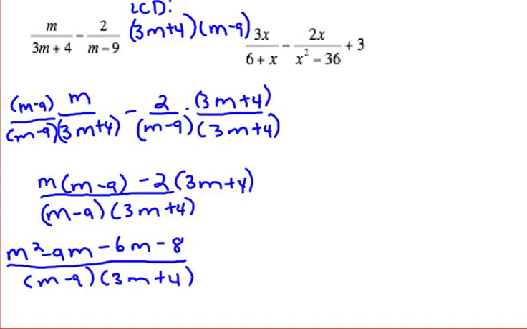Okay, collect my like terms here. I have m squared minus 9, minus, what's 9? Negative 9 minus 6, that's negative 15. M squared minus 15m minus 8 all over m minus 9 times 3m plus 4. And now I'm looking to see if there is anything that will multiply to negative 8 and add to negative 15, which of course there isn't. So that's my final answer.